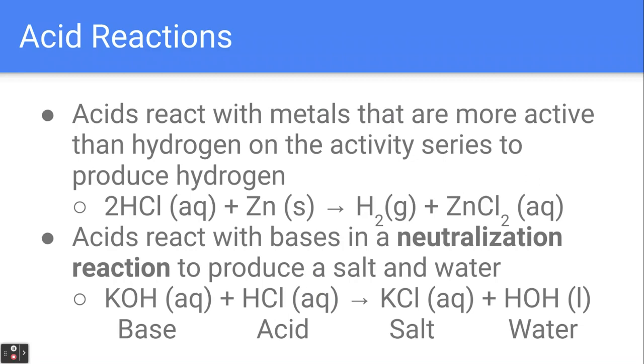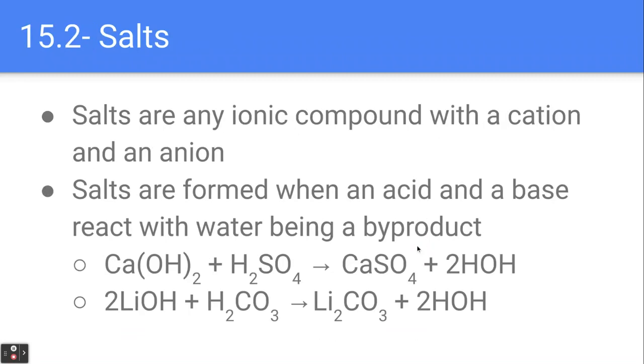So typically this is going to be our Arrhenius acid and base, starting with an H, ending with an OH. What they're going to do is produce a salt and water. So salt is not always sodium chloride. It's not always the one that we put on our food. It could be something like potassium chloride here. And so we're going to always get some sort of salt, which is an ionic compound, and then some water.